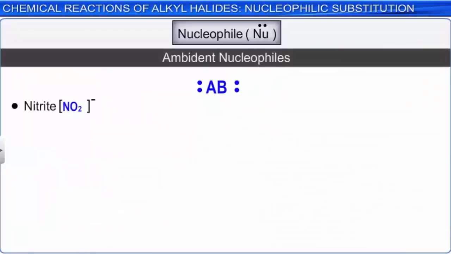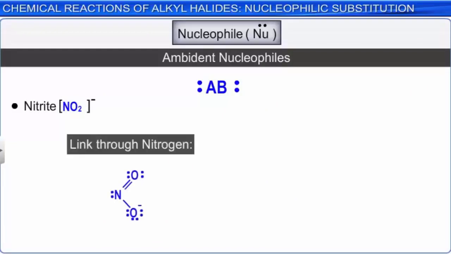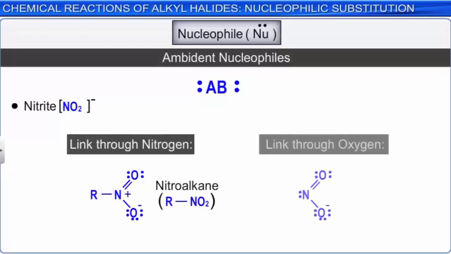The nitrite ion is another example of an ambident nucleophile. If it links through the nitrogen, a nitroalkane will form. It can also link through the oxygen to make alkyl nitrites.